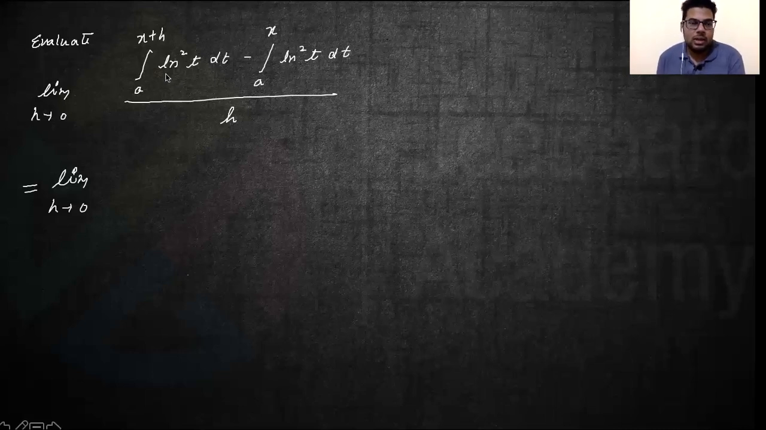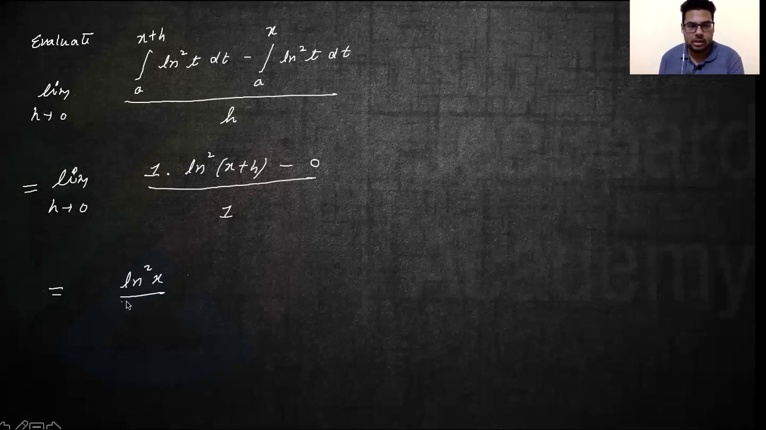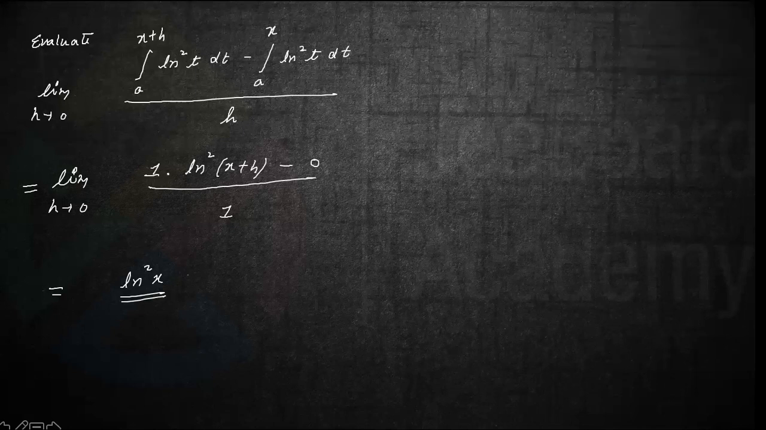Now once we differentiate, the derivative will be 1. Then ln square, you will have x plus h, minus this will be 0. Divide by 1, right? So when you do this, this will be nothing but ln square x. Understand this thing: when you're differentiating, in what terms you have to differentiate the function. This is important.